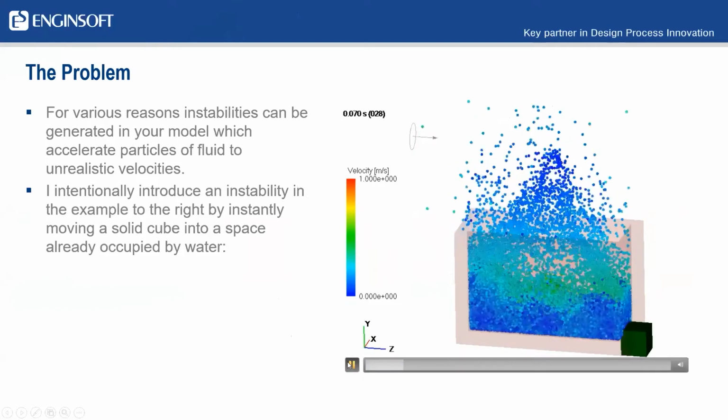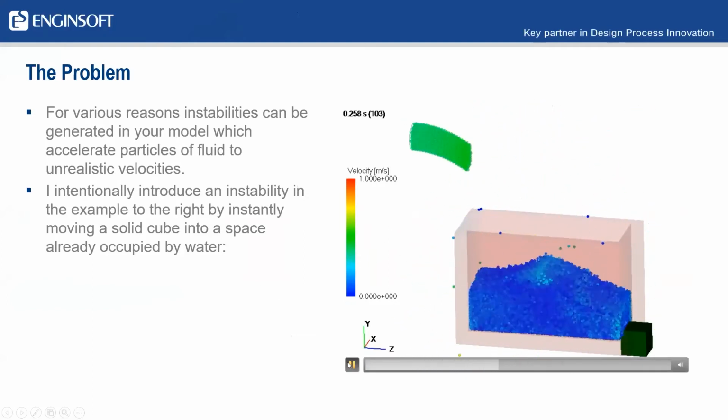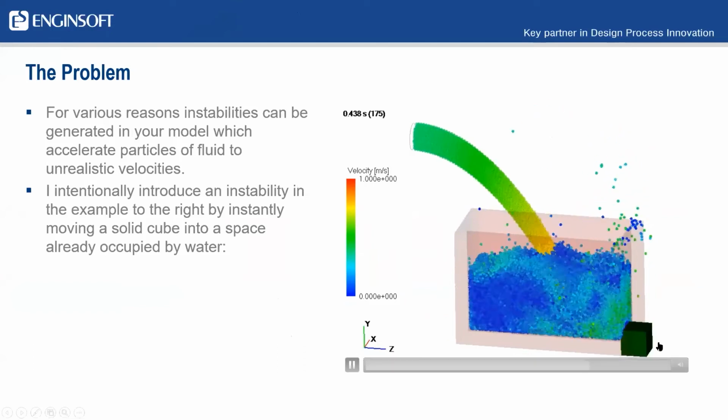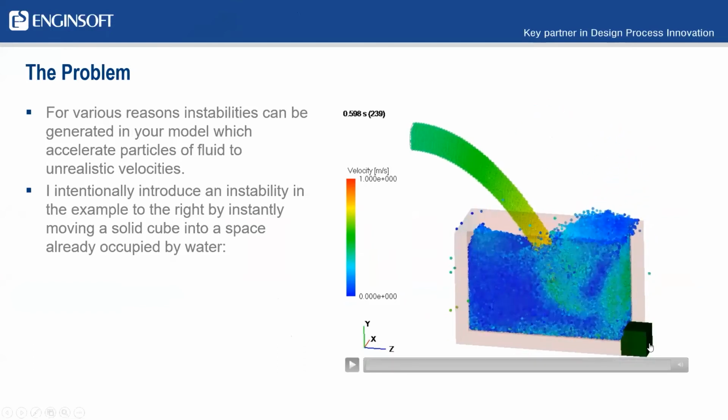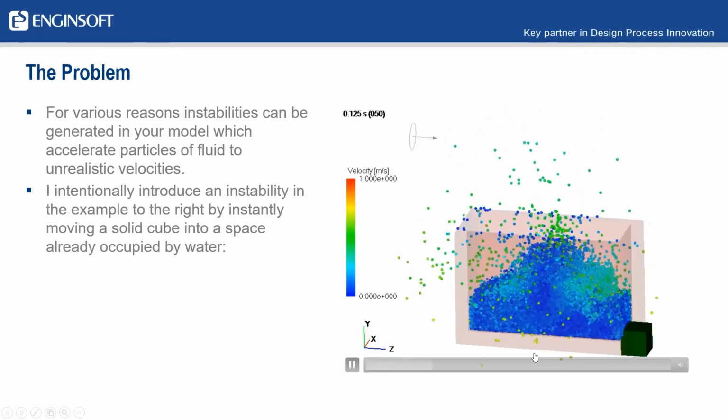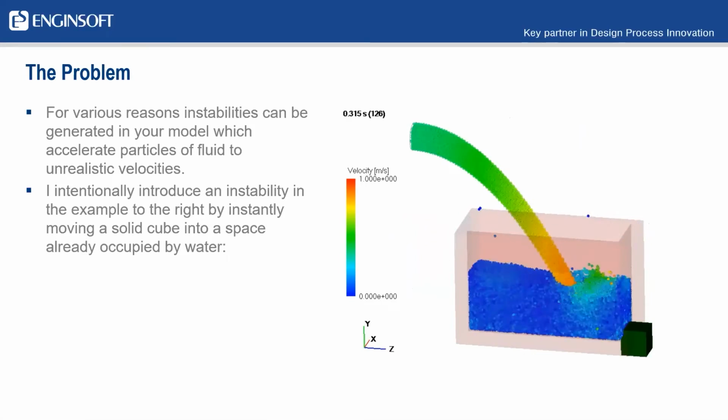So I created a little model here in which I intentionally introduced an instability. The way that I did that is I instantly moved this little block on the bottom right there into the fluid. This is a solid, and when it instantly moves into the fluid, there's overlap between that block and the fluid. In this case, it's water. Both of those things can't exist in the same space at the same time, so it creates this instability and suddenly shoots off all of these particles at high velocities.